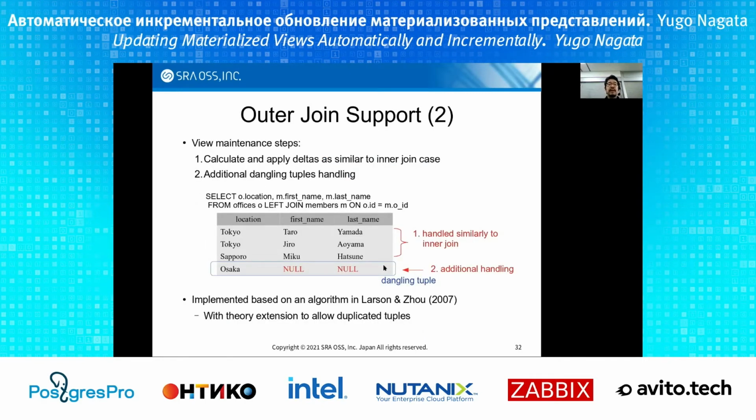So an outer join view is maintained in two steps. First, calculate and apply deltas, similar to the inner join case. And then additional dangling tuple handling is performed. We implement this based on an algorithm in Larson and Zhou, with some theoretical extension to allow duplicated tuples, because the original algorithm doesn't allow duplicated tuples in the view.